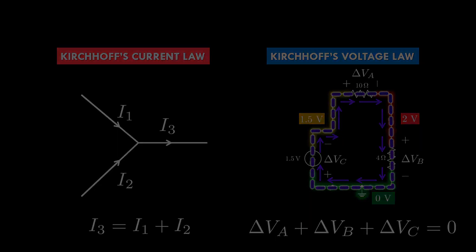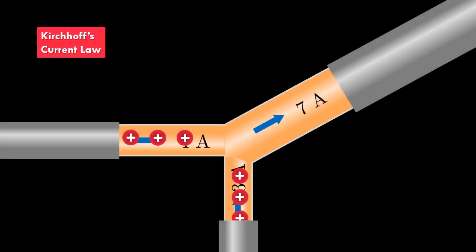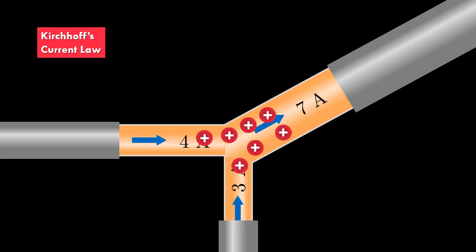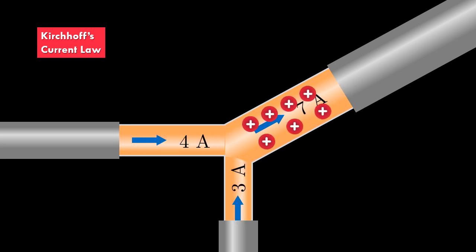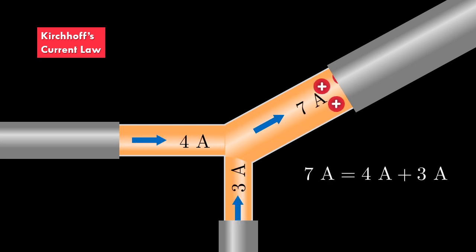We actually encountered KCL in lecture 7 where we showed that current is a scalar quantity. Summary of that discussion would be, since charge can neither be destroyed nor created, total currents entering a point or a node would be equal to the total current exiting that node. As we can see here, the total current entering this node is 4 plus 3, 7 amperes, and the total 7 ampere current is exiting the node through the only outlet.